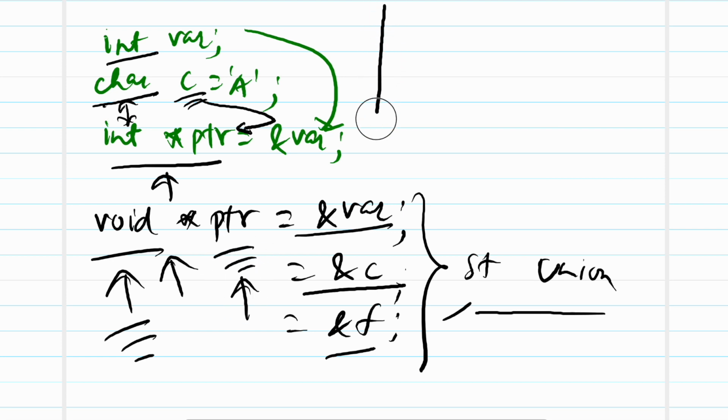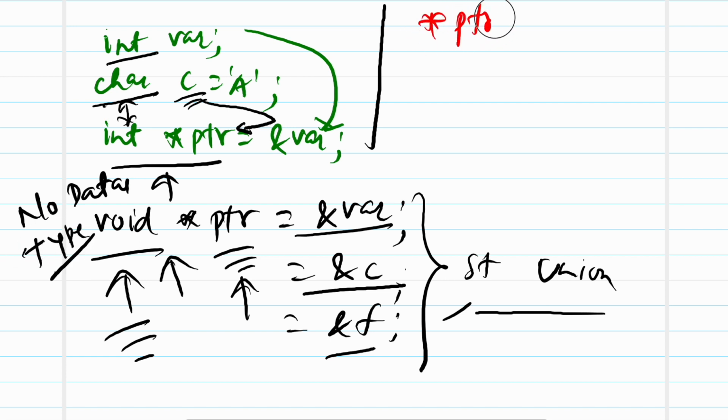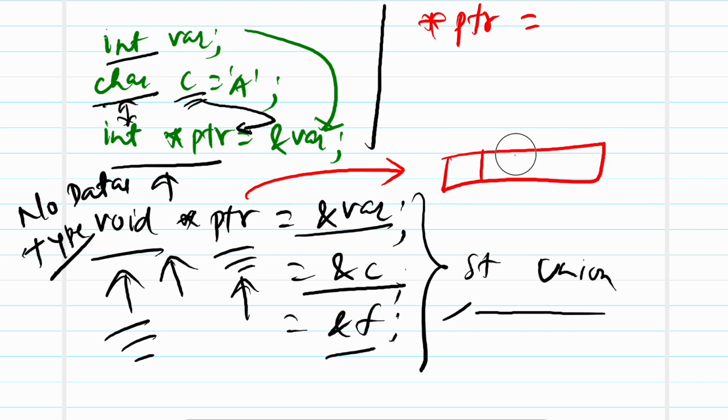The only problem is that since this void pointer does not have any data type, while dereferencing a void pointer, the compiler does not know how many bytes it has to update in memory for this dereferencing.